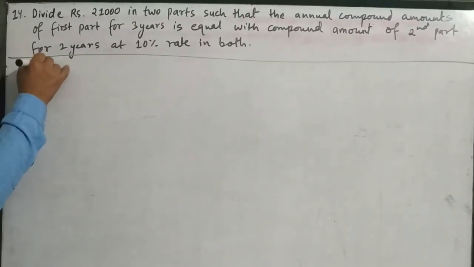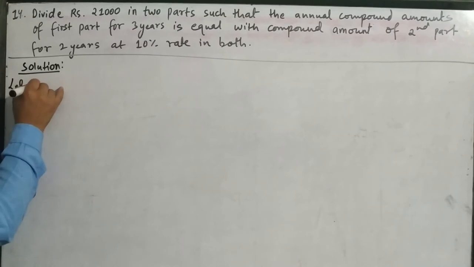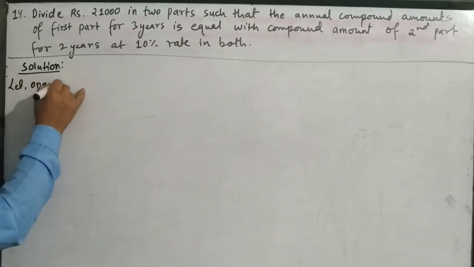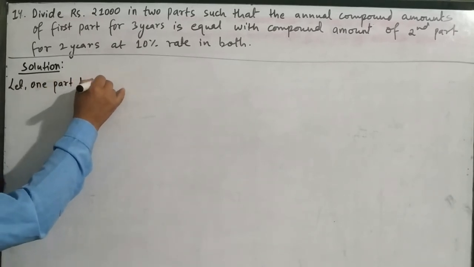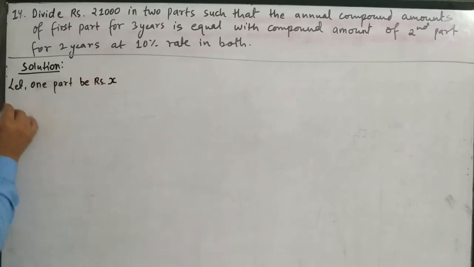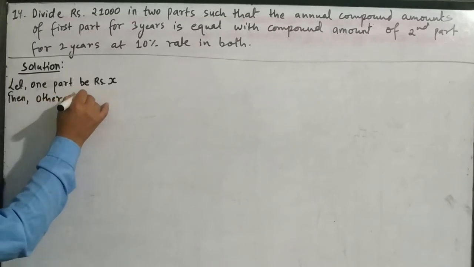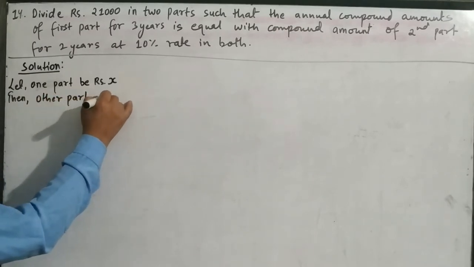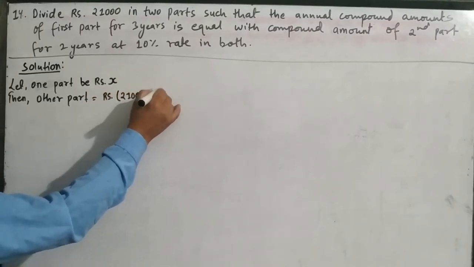Solution. Let one part be rupees x, then other part equals to rupees 21,000 minus x.